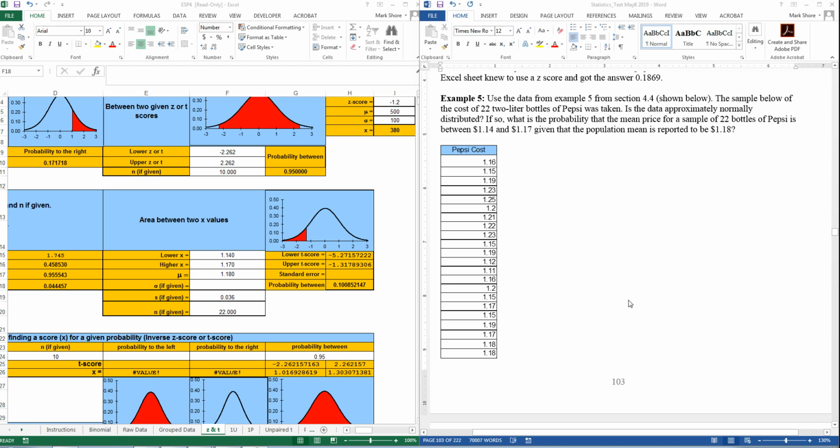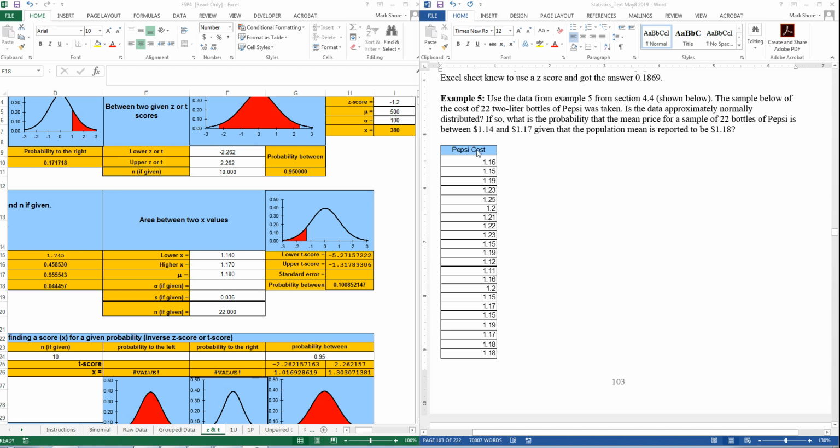Okay, this is example 5, and this problem says to use the data from example 5 from section 4.4, and the sample is below here. It says the sample below is for the cost of 22 2-liter bottles of Pepsi, and is the data approximately normally distributed? If so, what is the probability that the mean price for the sample of 22 bottles of Pepsi is between $1.14 and $1.17, given that the population mean is reported to be $1.18?